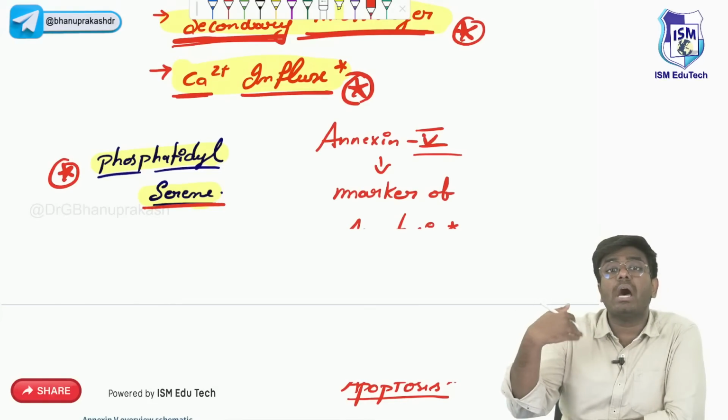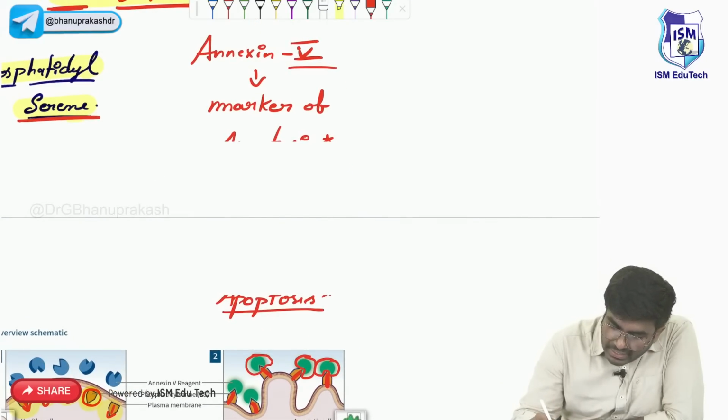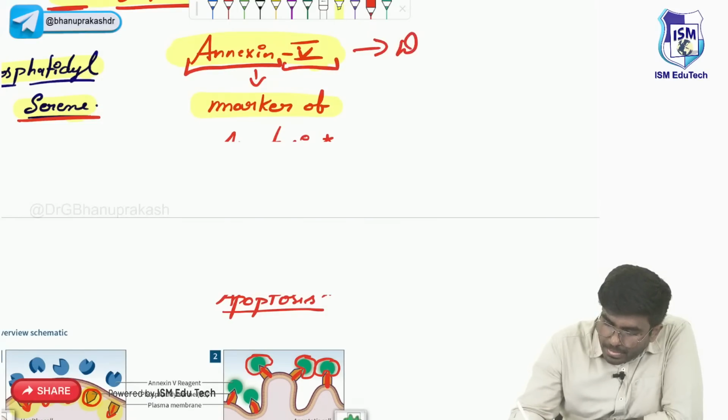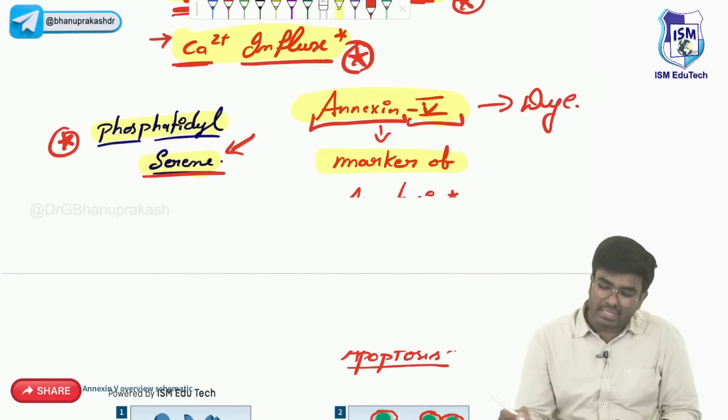It is exposed outside. Whenever it is exposed outside, you can stain it with the help of a stain called annexin 5. So, important MCQ: annexin 5 is a dye with which you can stain phosphatidylserine.